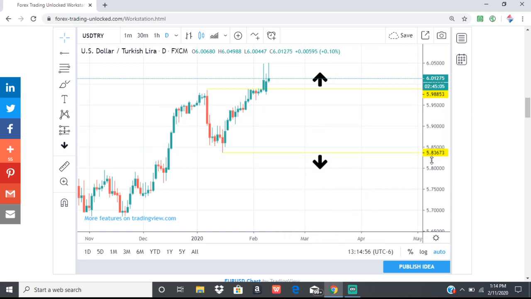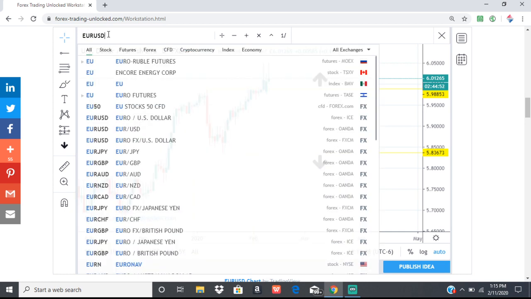But only a failure at 583.67 here would have us really breaking down and changing the outlook for the longer term trend, which is bullish for this market. So the US dollar is under pressure today.